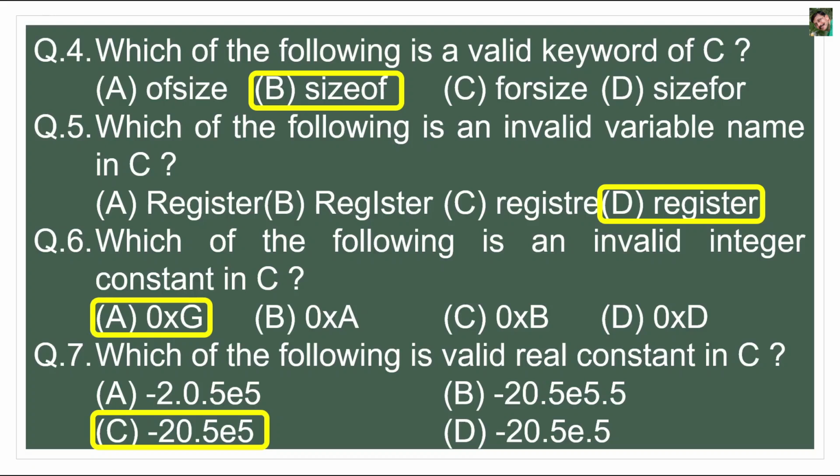Whereas option C is minus 20.5 E5. Now what is that? E means exponent, that is 10 raised to. So actually the number is minus 20.5 into 10 raised to 5. But it is written in real constant method using the scientific method. So that is the valid real constant in C.